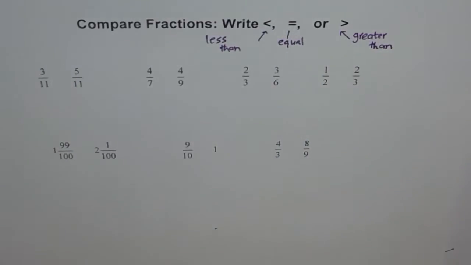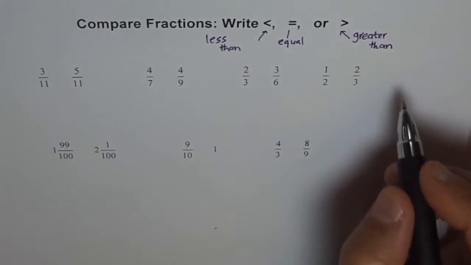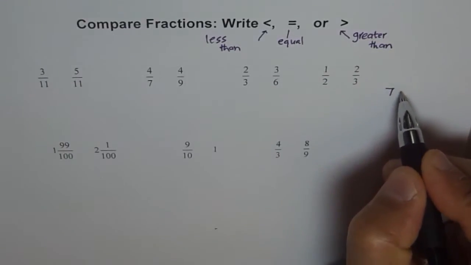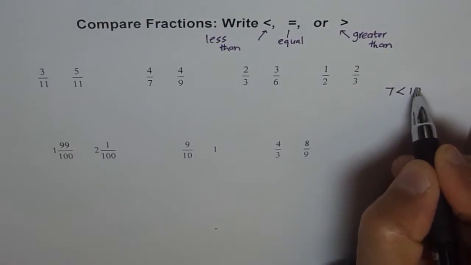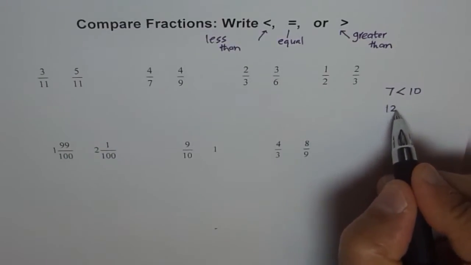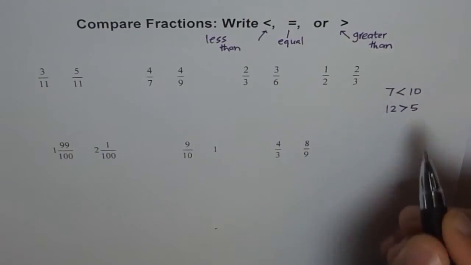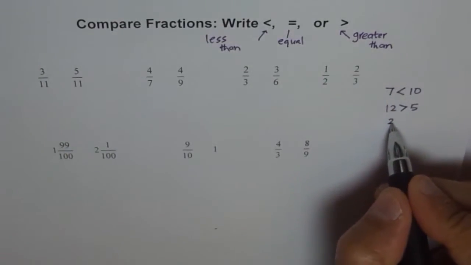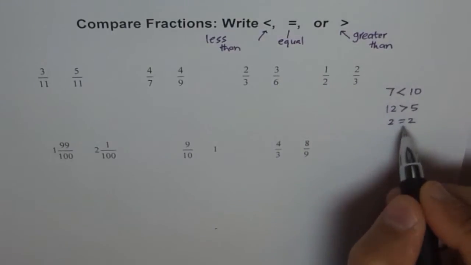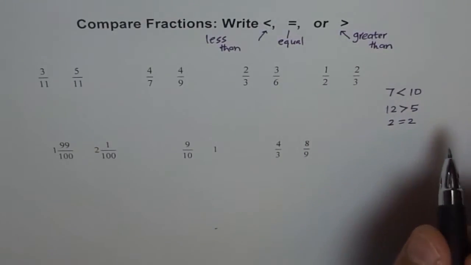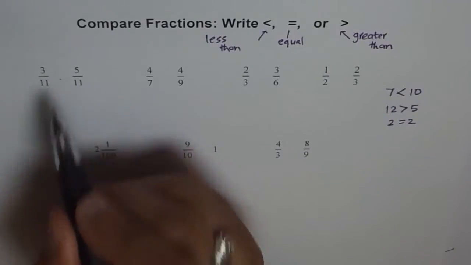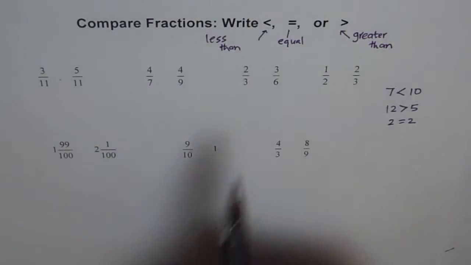Okay, so less than means what for us? We say 7 is less than 10, correct? We say 12 is greater than 5, and we say 2 is equal to 2. Okay, that's what they mean. Now, we have to write the symbol in the center and compare these fractions, right?